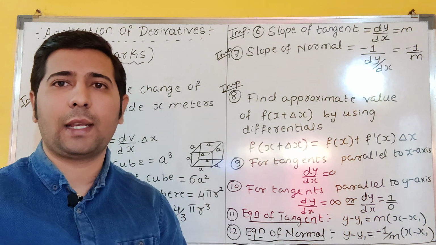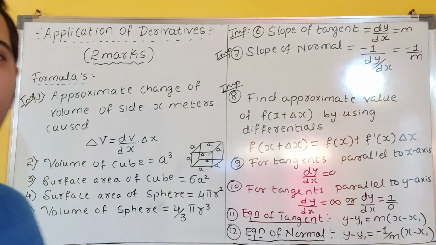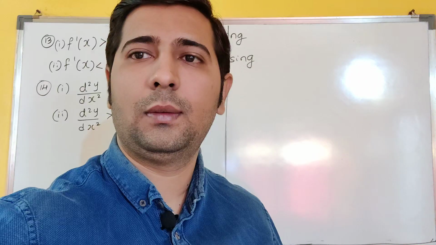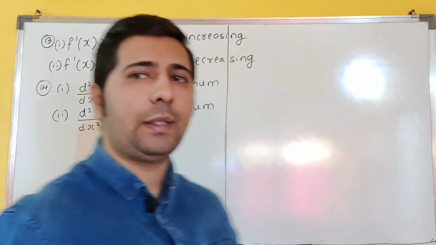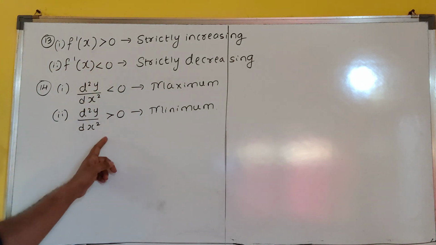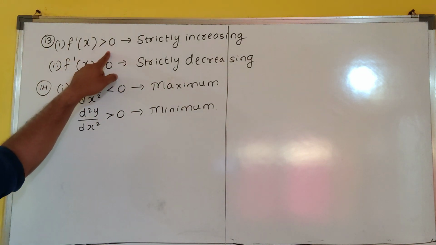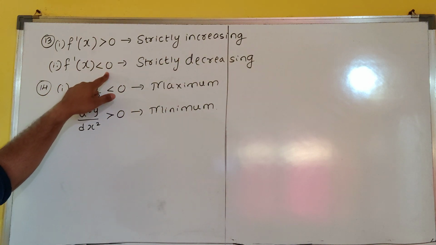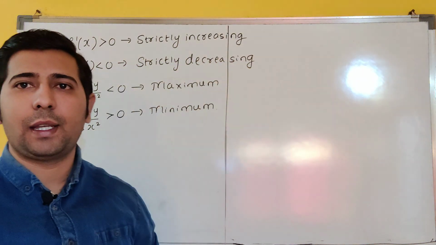So we'll continue with the next question now. Please copy these formulas. Let us continue, dear students, with two more formulas. F dash of x greater than 0 means strictly increasing. F dash of x less than 0 means strictly decreasing, dear students.